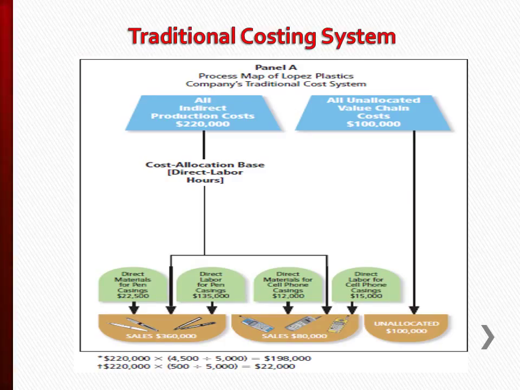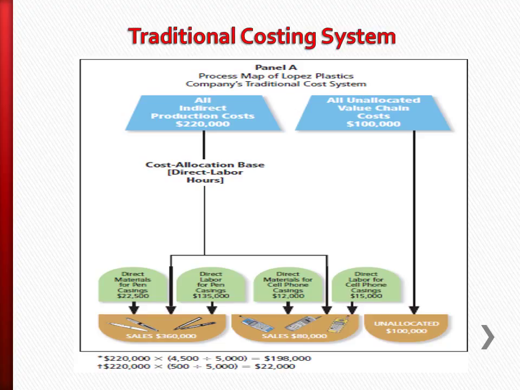In this slide, we can ignore the right-hand side of the slide labeled all unallocated value chain cost, $100,000. This refers to costs that occur before and after production. So it may include research and design cost. It may include distribution cost. It may include customer support cost. But these are not part of production and therefore are not allocated to production, or they do not become product cost. So we're focused on production cost.